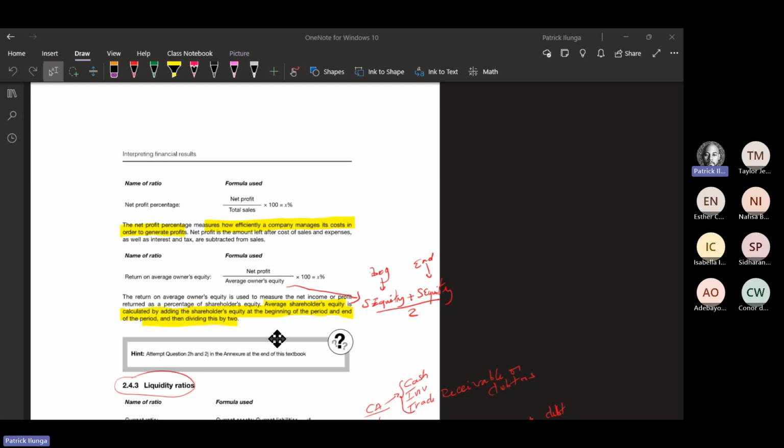There was a hand there. Was it Taylor? Taylor, do you have a question? Yeah, sorry, sir. You answered the question for me now. I was going to ask if we have a formula sheet and if we need to memorize the actual formulas.